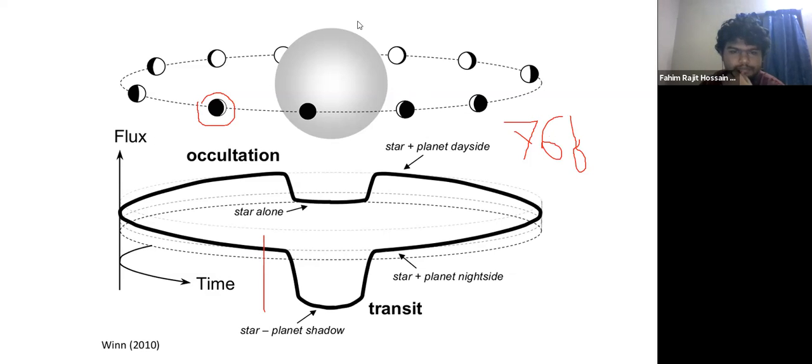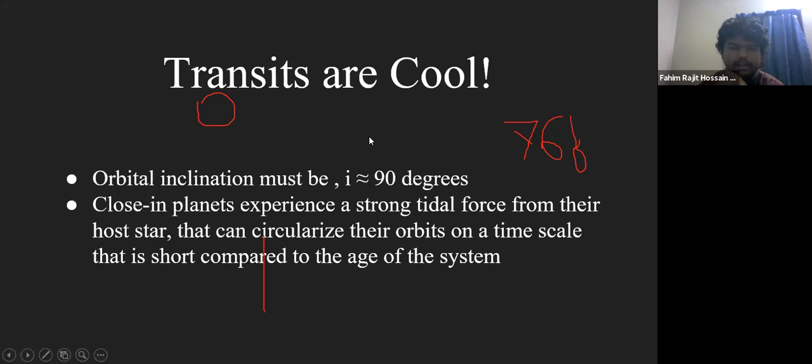Okay, now let's talk about why transits are cool. Transits are cool because if you want to see a transit, the inclination of the orbit must be close to 90 degrees, or we can say we need to see it edge on.